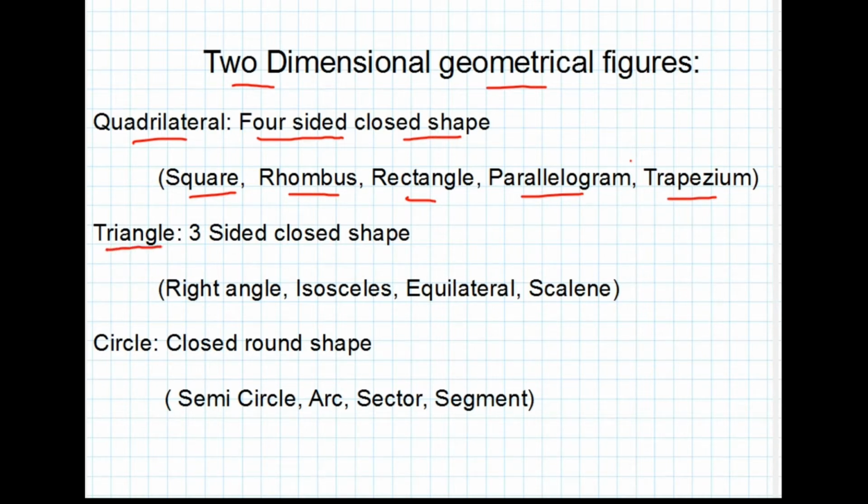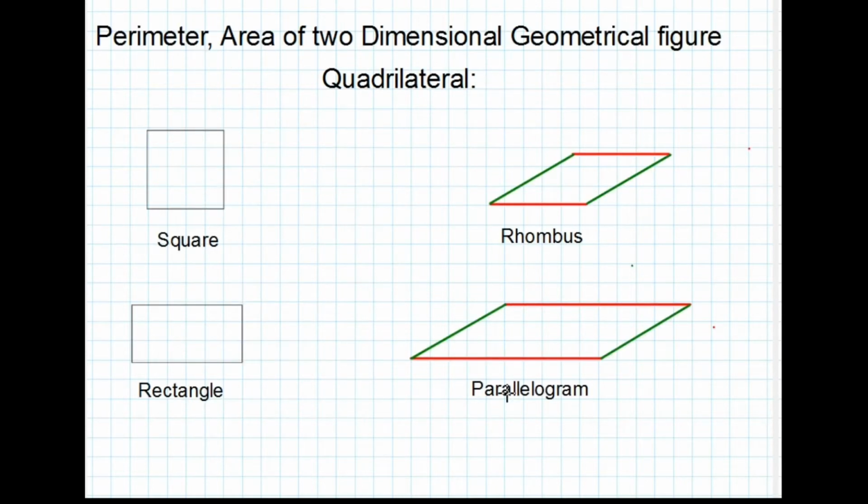Number 2 is triangles, a three-sided closed shape. Examples are right angle, isosceles, equilateral and scalene triangles. Circle, a closed round shape; we will learn semicircle, arc, sector and segment. Now we are going to discuss perimeter and area of two-dimensional geometrical figures.